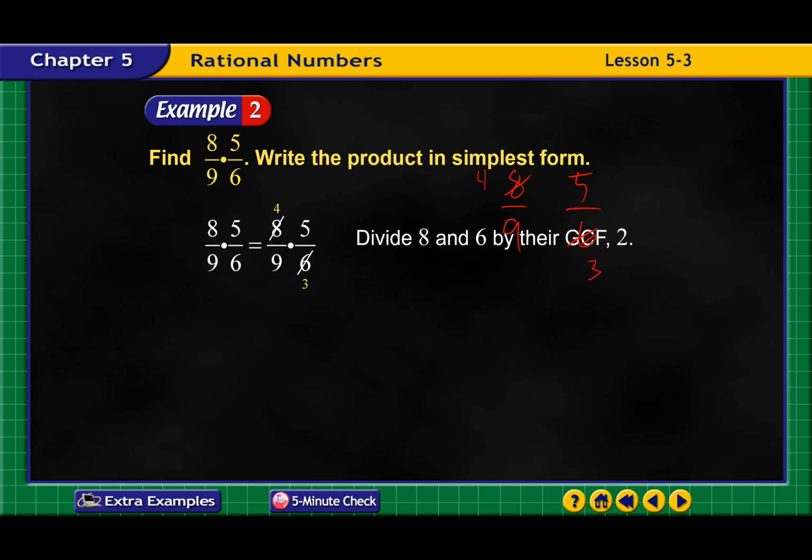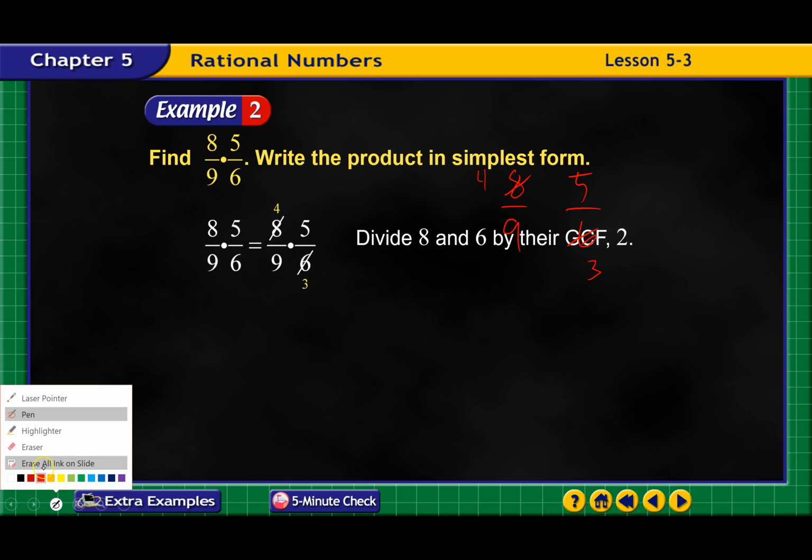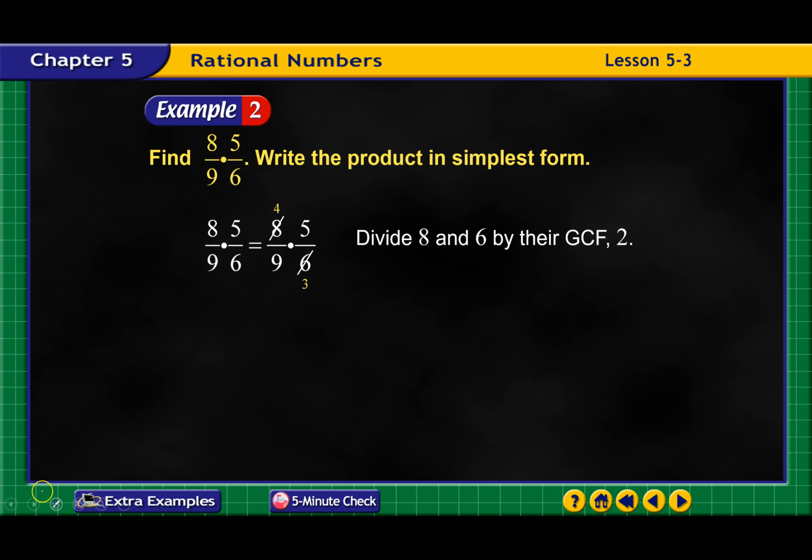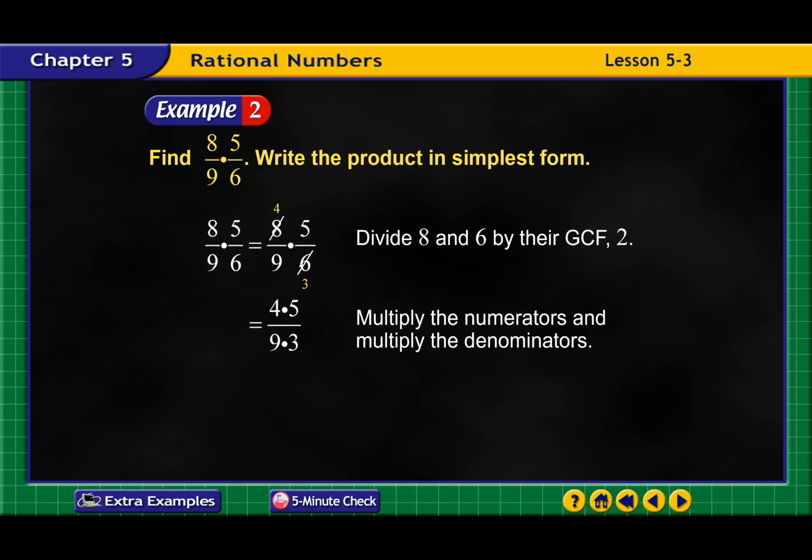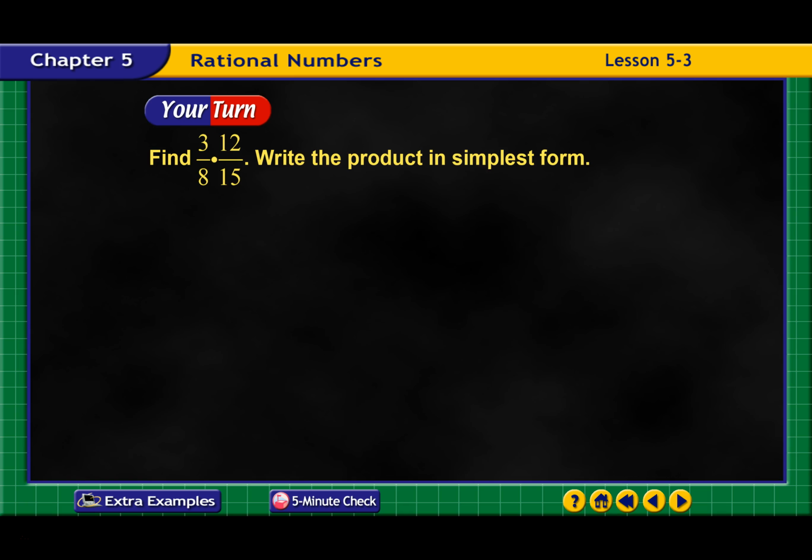So that's what they've done here. They divided by their greatest common factors, here by 2. So maybe when we multiply our numerators and denominators, it's not going to be quite as big in numbers to try to reduce from there. So 20 over 27, it would be done. I can't reduce that anymore. All right, try this one on your own. Go.